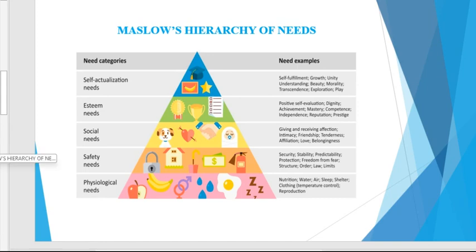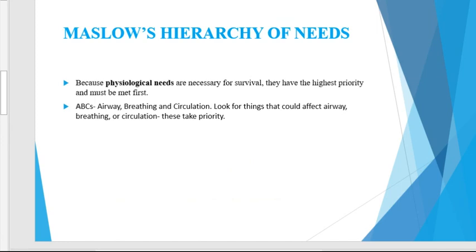So if you have this in mind, now you will be able to answer most of the questions correctly. Now, because physiological needs are necessary for survival, they have the highest priority, and that must be met first. Remember ABC, airway, breathing, and circulation. Look for those things that affect airway, breathing, and circulation. That should take priority when you are answering your questions.